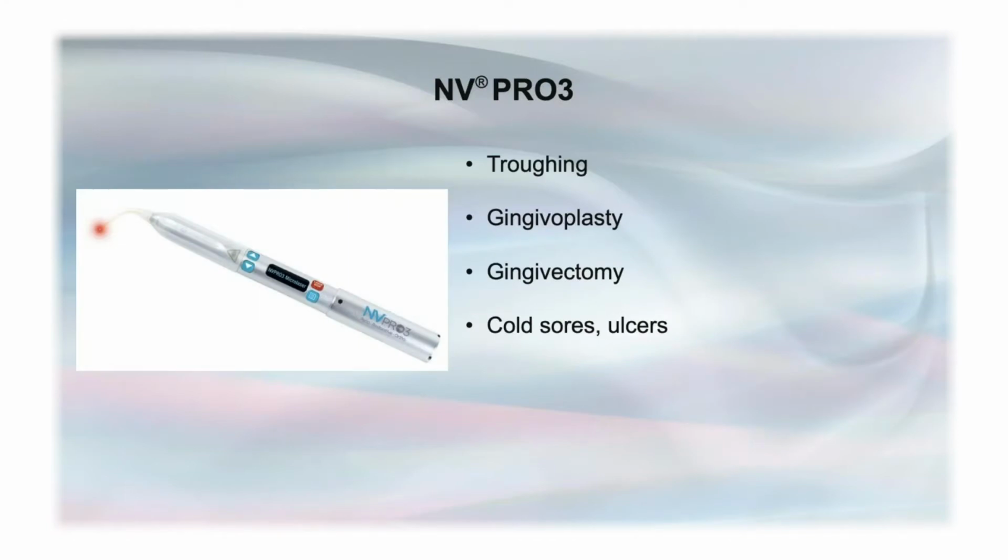And then the laser that DenMat uses. I don't go without this laser. I'm always using the laser. I do a lot of crown and bridge. So for troughing, I use it. It's less invasive to the soft tissue than putting a retraction cord in. For a gingivoplasty, I use it. For a gingivectomy, I use it. I use it on cold sores. I use it on ulcers. I use it on frenectomies.